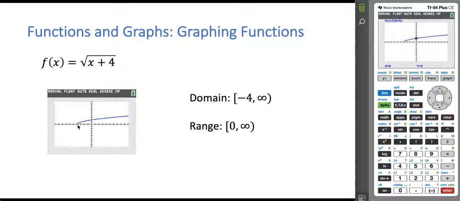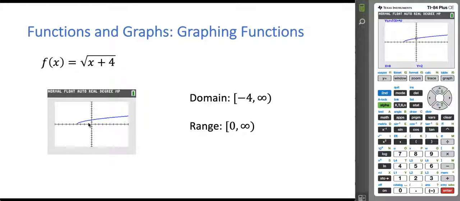Well, the domain, remember, is the x value. So it looks like this graph starts at -4 and goes to infinity. So notice I'm using a bracket on -4 because -4 is part of the domain. We use a parenthesis anytime we use infinity. So the domain goes, we can use any x value from -4 until infinity.